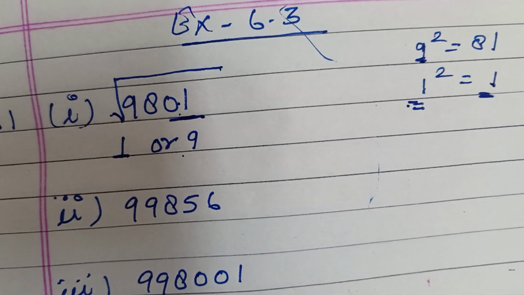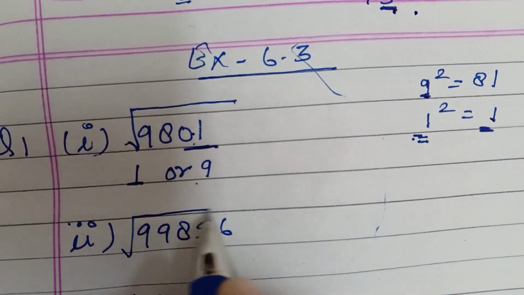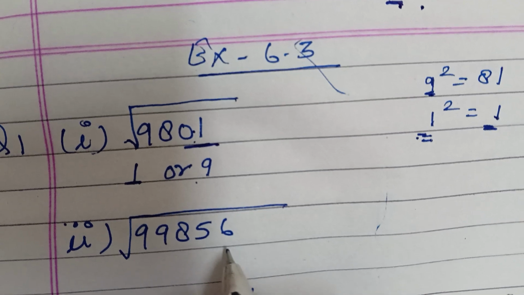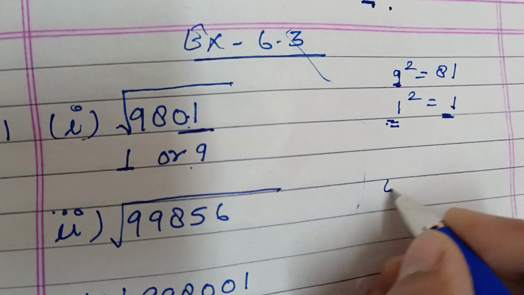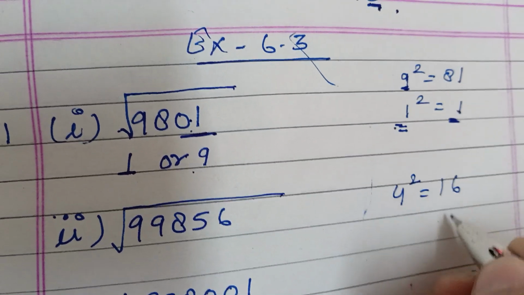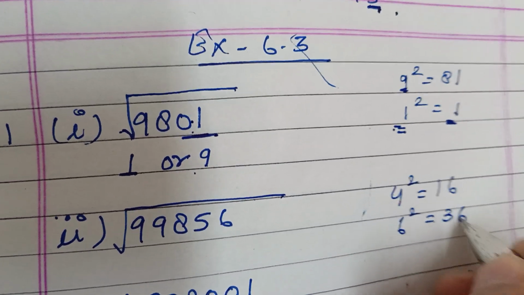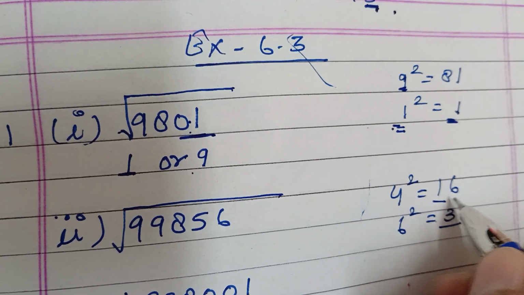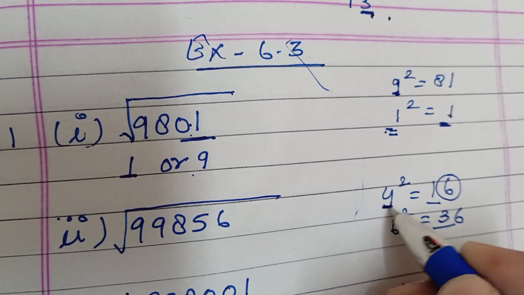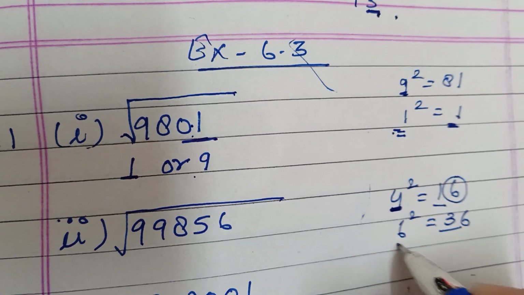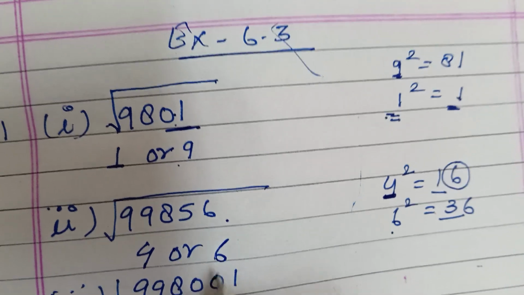In the same way, the second question is this: 99856. 4 square will give you 16 and 6 square will give you 36. It means if the last digit of any number is 6, then the ones digit of its square root will be either 4 or 6. So here, 4 and 6.